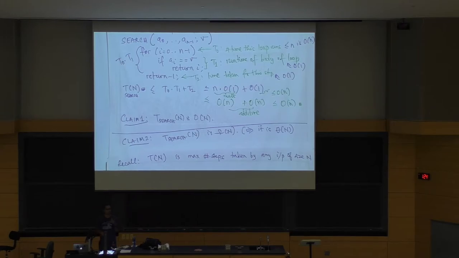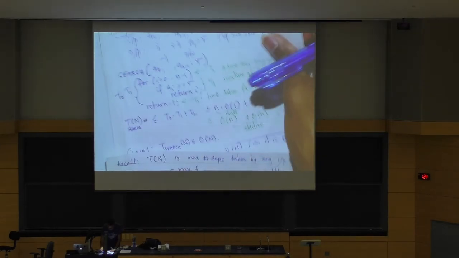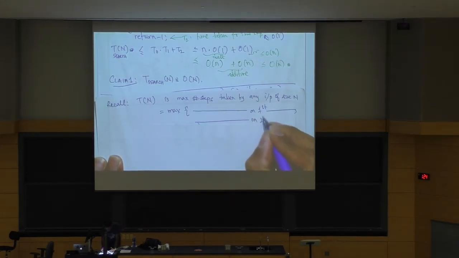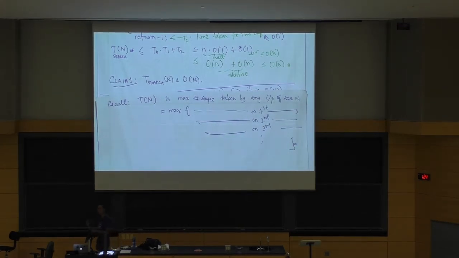If you're thinking of it this way, let's try to list all the inputs of size n in some order. Then this is the max of the number of steps taken on the first input of size n, on the second input of size n, on the third input of size n, and so on and so forth. So if I look at all possible inputs of size n and list them somehow, and then figure out the number of steps taken by the algorithm on each of them, I'm going to get a big set of numbers, and the max value in that set is what I'm looking for. Does that make sense?